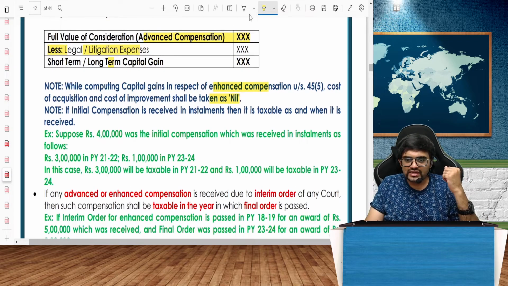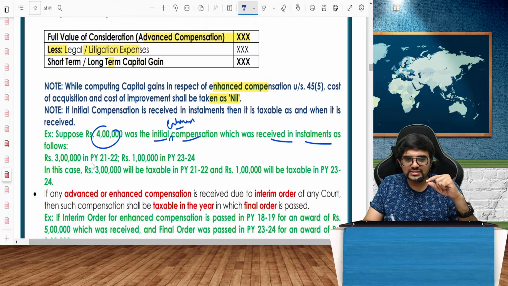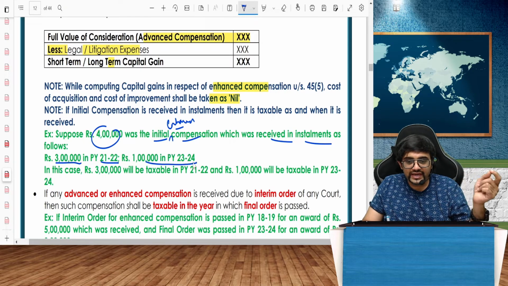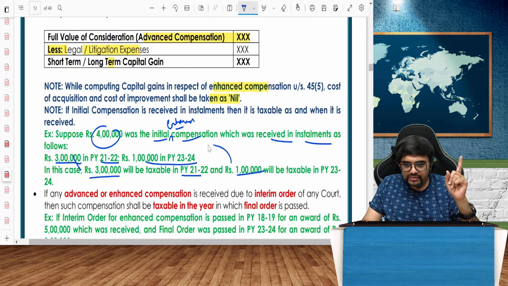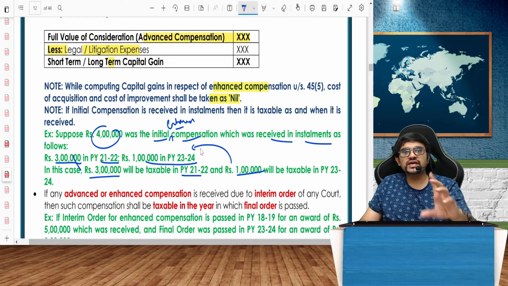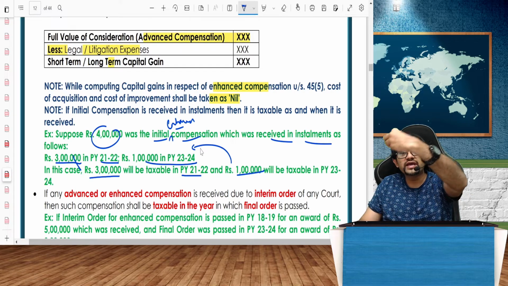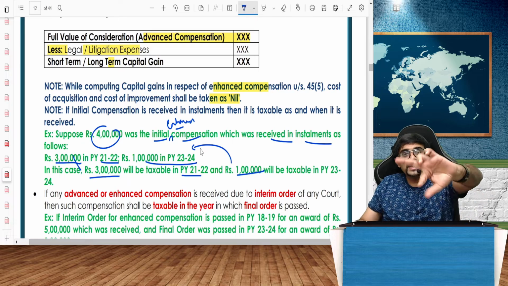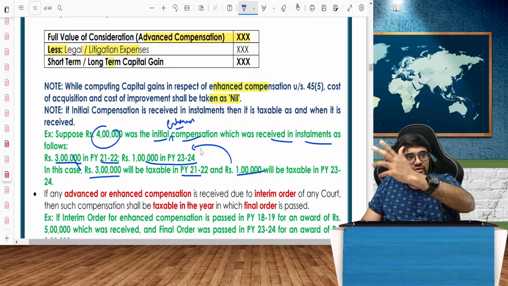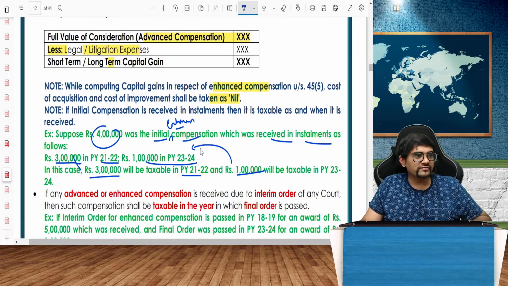So if 4 lakh was the enhanced compensation which was received in installments, 3 lakh in 21-22 and 1 lakh in 23-24, since it is additional compensation, 3 lakh will be taxable in previous year 21-22 and 1 lakh will be taxable in 23-24. Did you understand, guys? Initial compensation, I don't care when you give, the day you give the first installment, full I will charge. Enhanced compensation, as and when you give, I will charge.